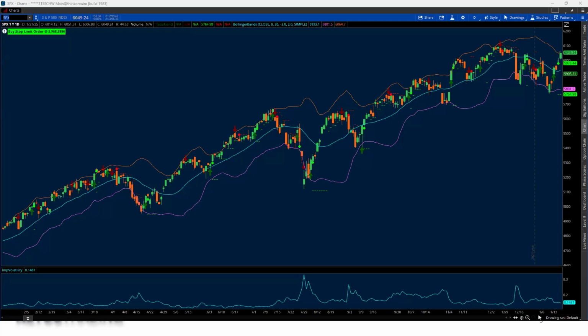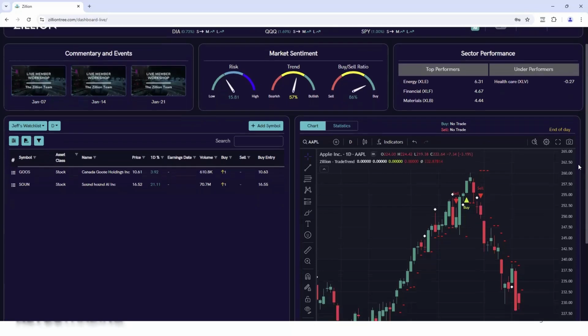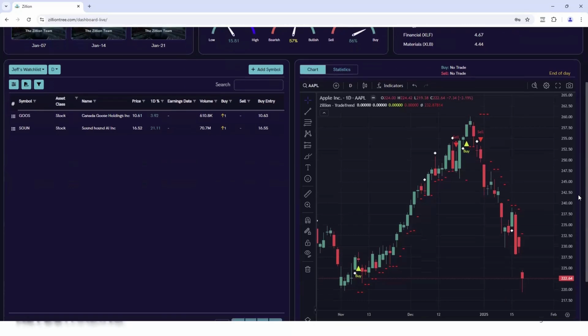So let's talk a little bit about sector trade opportunities. I'll go back over here to our Zillion dashboard. I know a lot of you are Zillion members. This is our proprietary trading dashboard. It contains our trade trend indicator, our price action pivot indicator, our divergence cloud indicator.